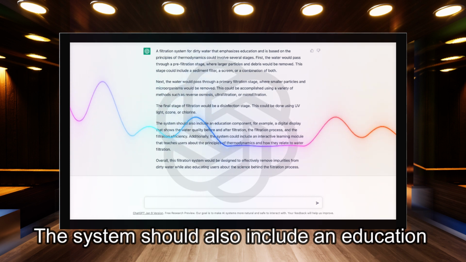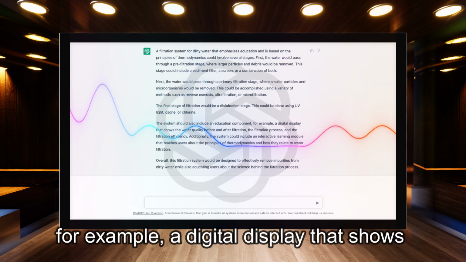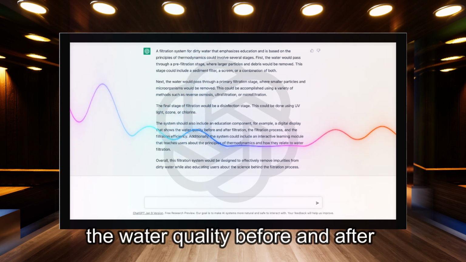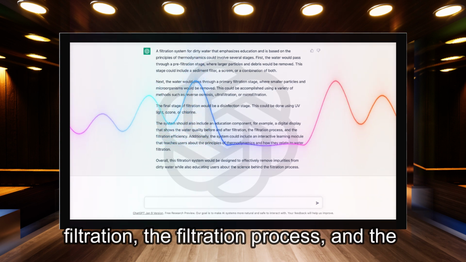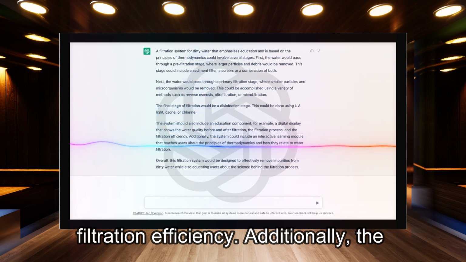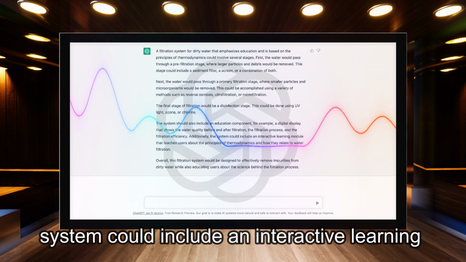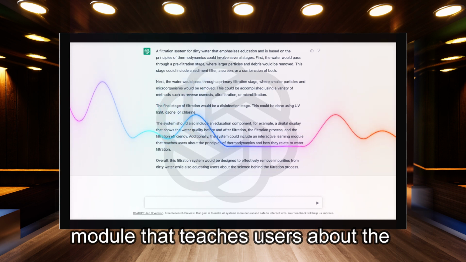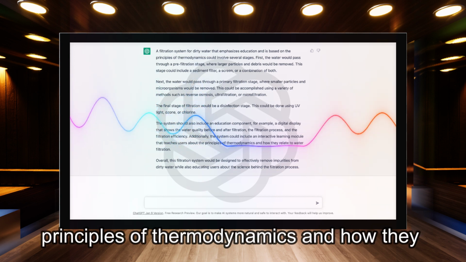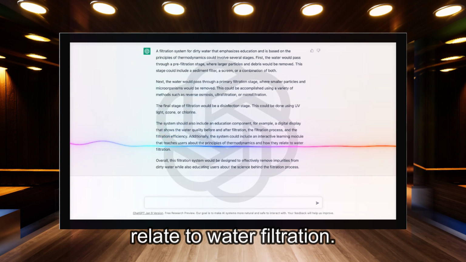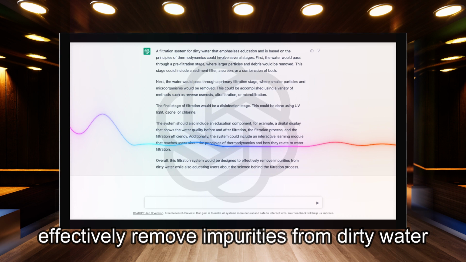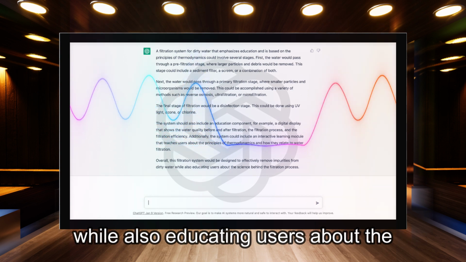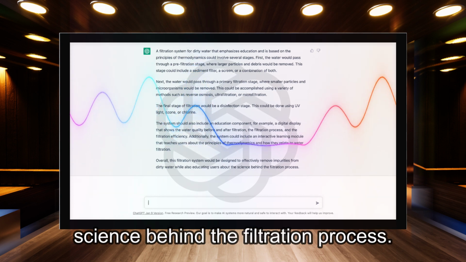The system should also include an education component, for example, a digital display that shows the water quality before and after filtration, the filtration process, and the filtration efficiency. Additionally, the system could include an interactive learning module that teaches users about the principles of thermodynamics and how they relate to water filtration. Overall, this filtration system would be designed to effectively remove impurities from dirty water while also educating users about the science behind the filtration process.